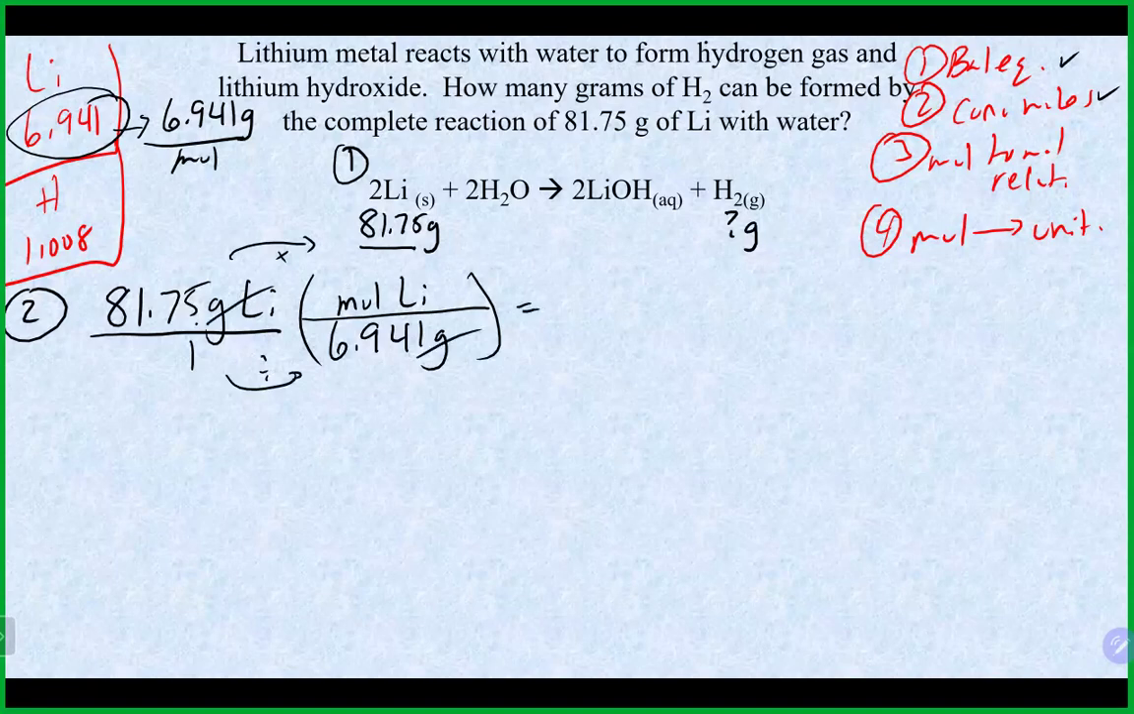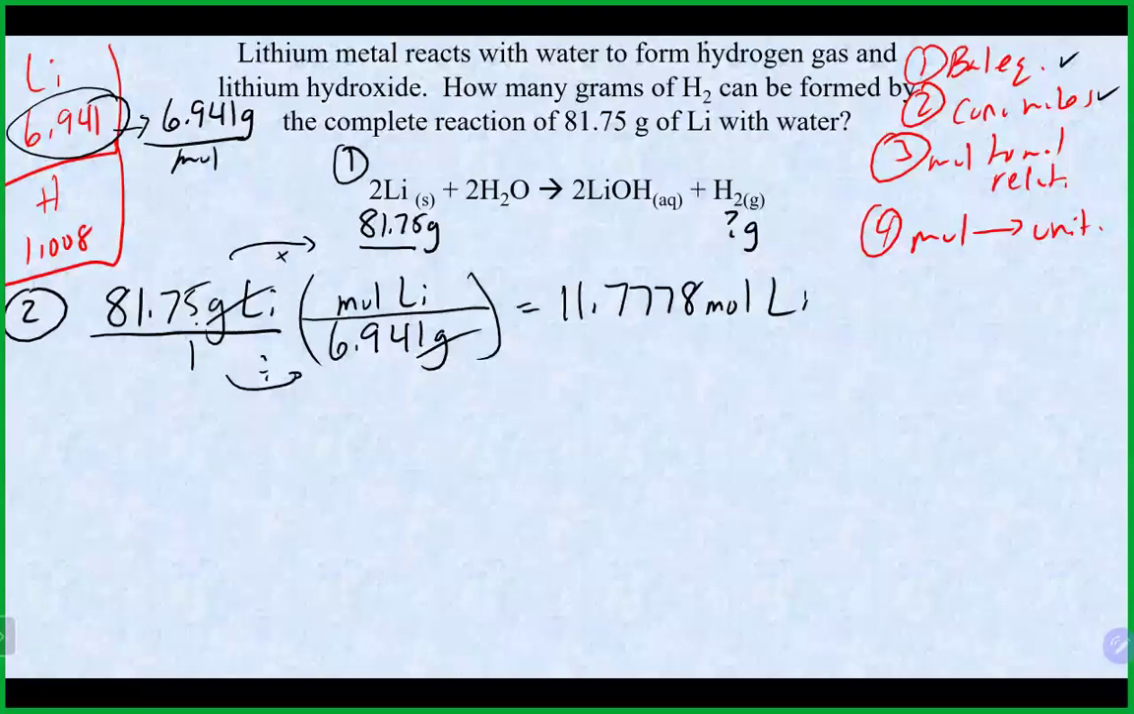And that's going to leave us here, if we get an answer, 81.75 divided by 6.941. And once again, you don't necessarily have to get an answer at this point. You could continue on with the calculation, but I am going to just show the answer here at each step so you can see the different steps. At this point, we have now successfully done step number 2.